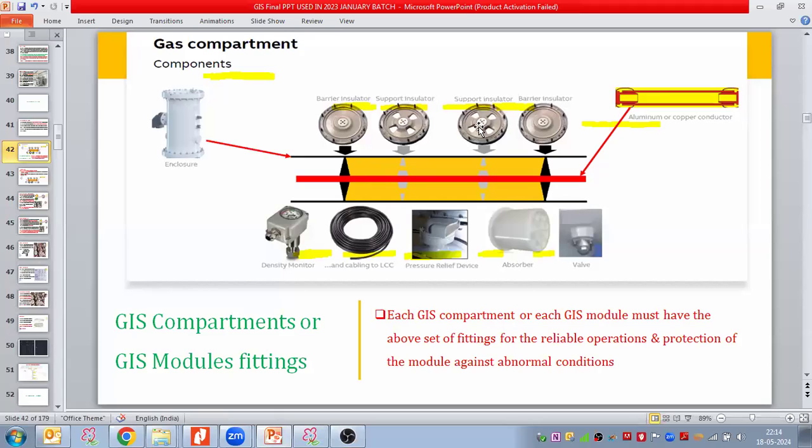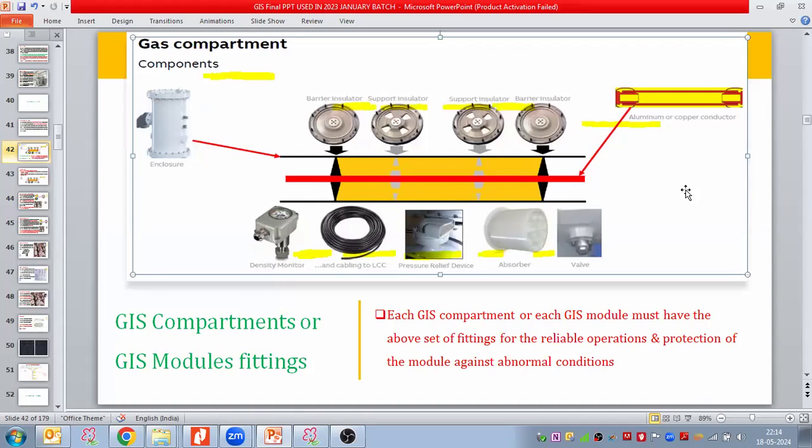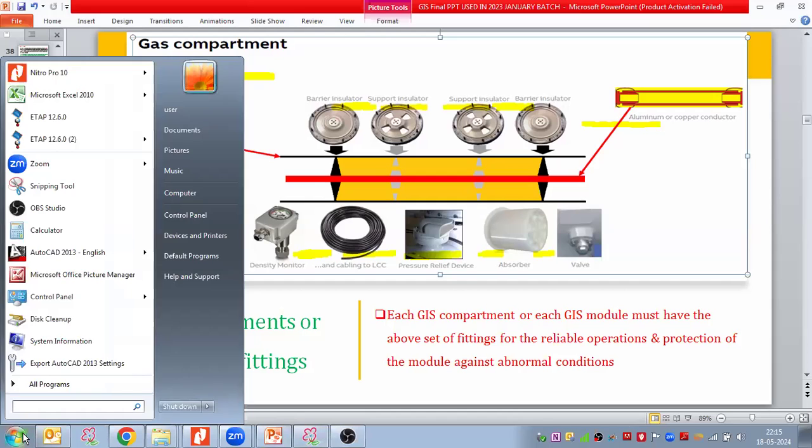Here I have taken a piece of the GIS enclosure, and each partition must be provided with all fittings. Each GIS compartment or module must have this set of fittings for reliable operation and protection of the module against abnormal conditions. So what are the fittings that we take for each piece of the enclosure? So this is our enclosure. Let me take the snapshot as well.